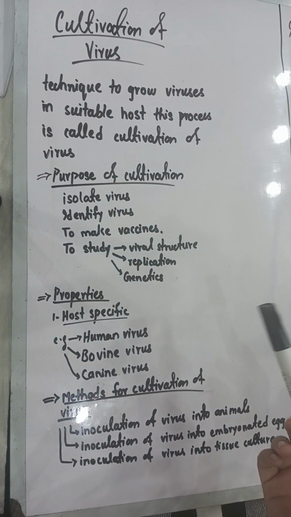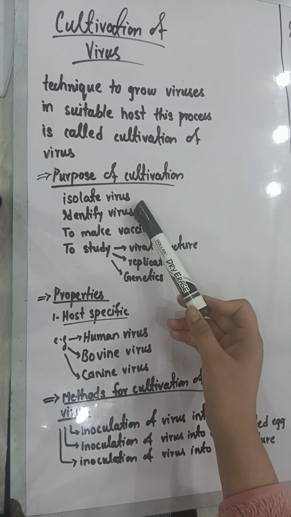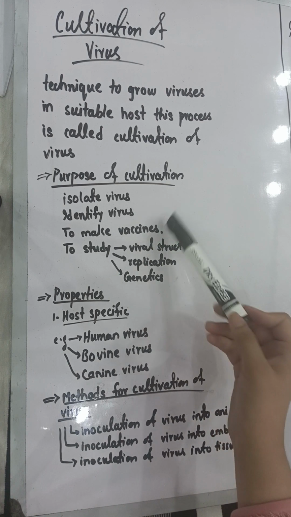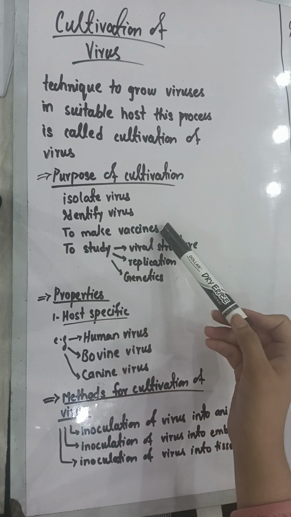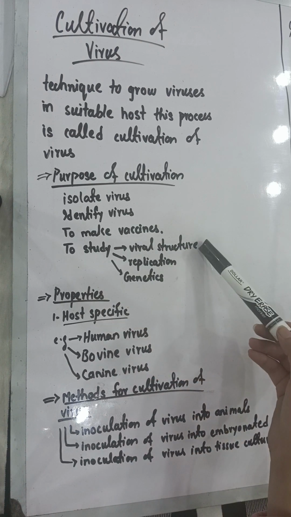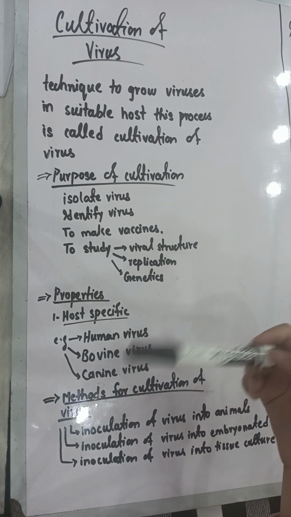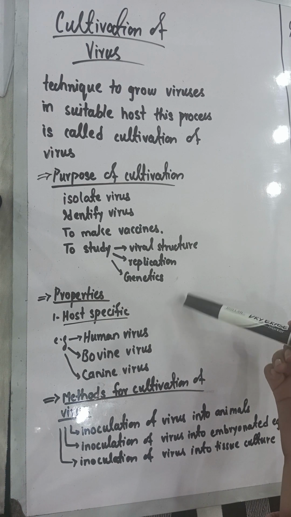What is the purpose of this cultivation? It is used to isolate a particular virus, to identify it, and to make specific vaccines against viruses. It is also used to study a particular virus's structure, its replication, and its genetics, that is, what kind of genes are present inside it.